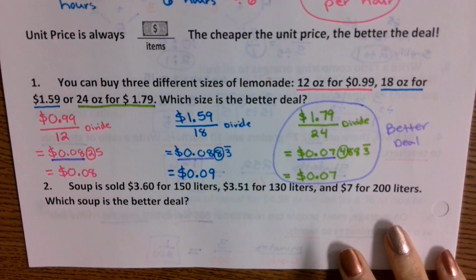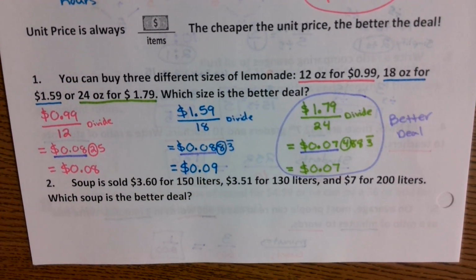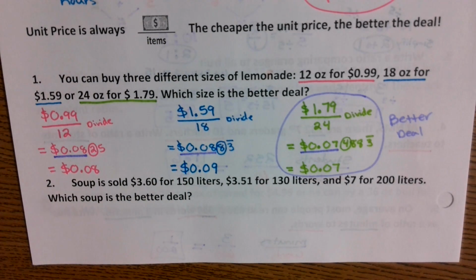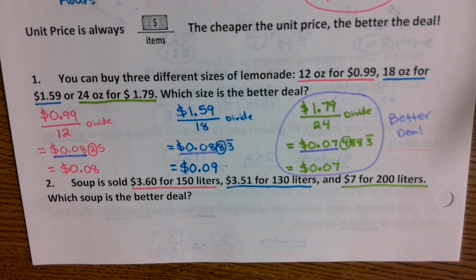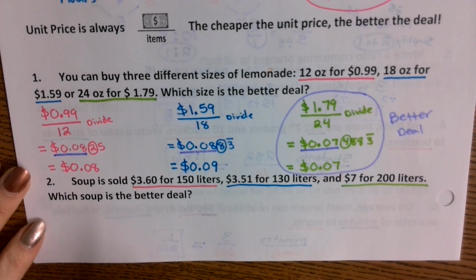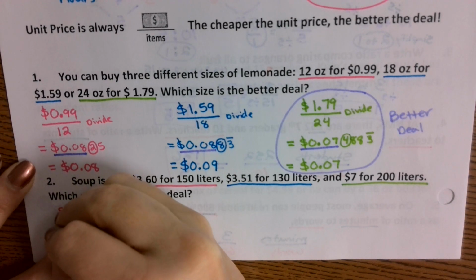Okay, I want you to do the same thing for problem number 2. I want you to identify which one would represent the better deal. Again, you always do price divided by the item, price divided by the size, or price divided by the quantity. Price always goes on top.